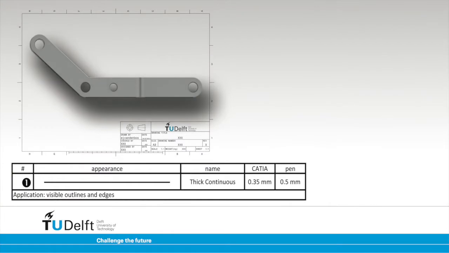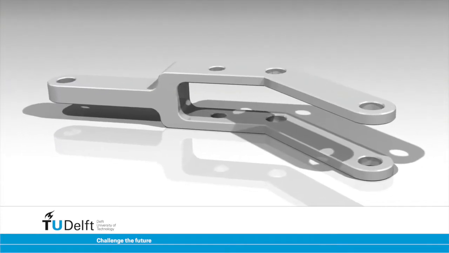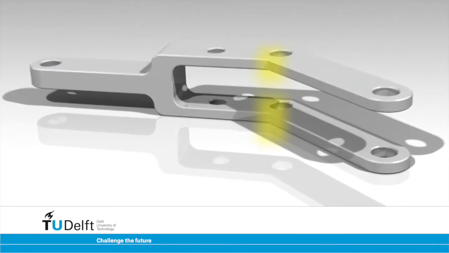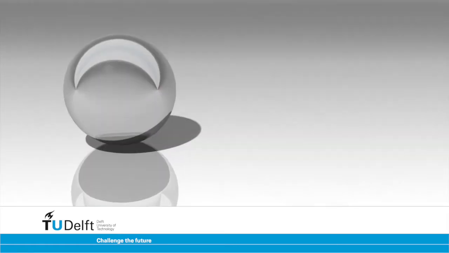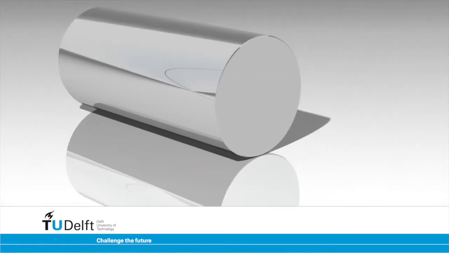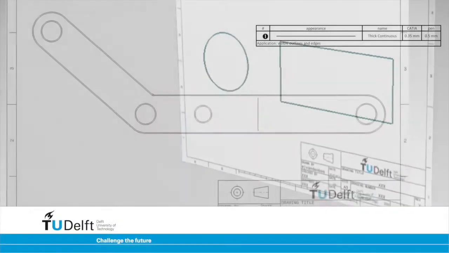Visible outlines and edges are drawn using a thick, continuous line type. Edges are sharp transitions in the geometry, such as corners, cuts, or holes. Smooth surfaces, such as a sphere or a cylinder's round face, do not contain edges, but their outlines can be projected.